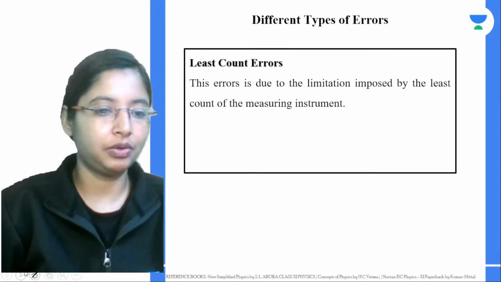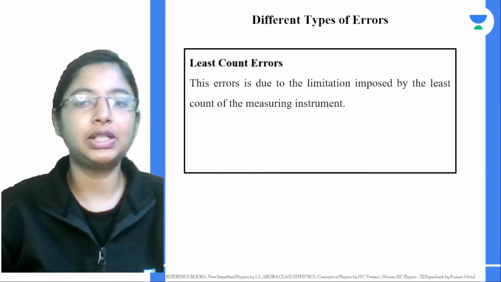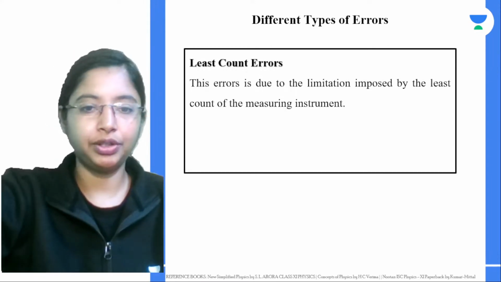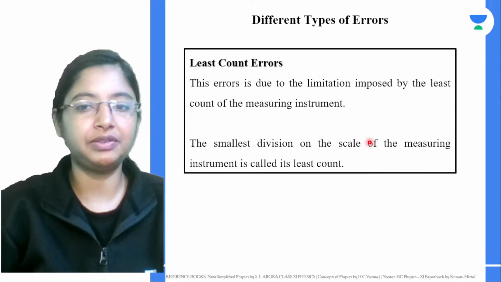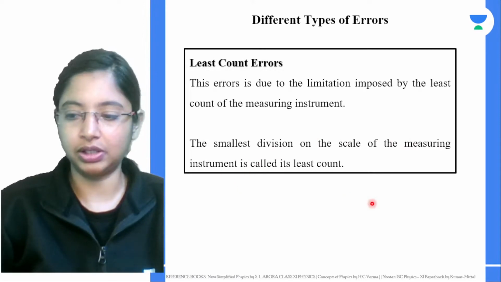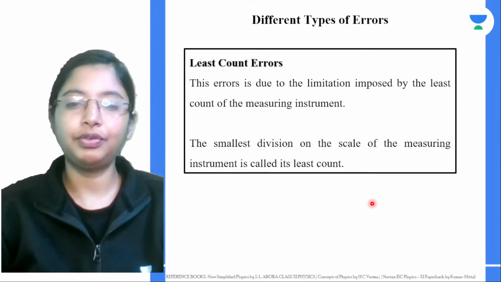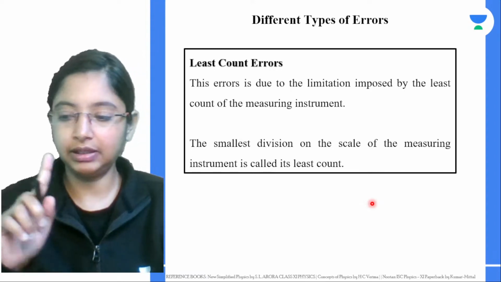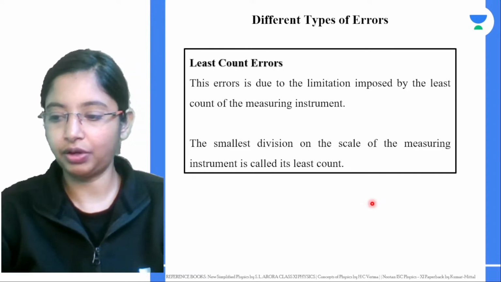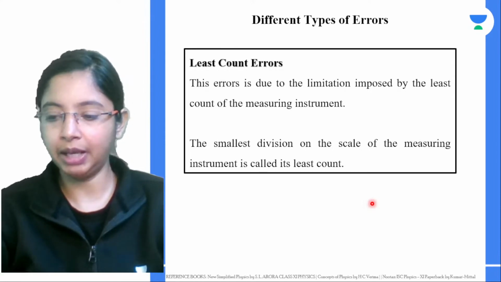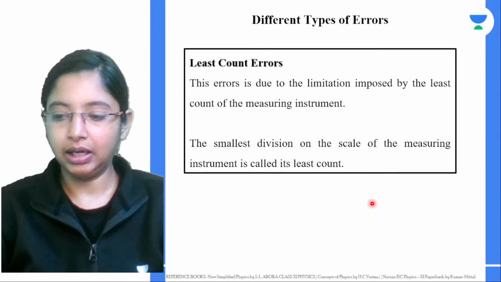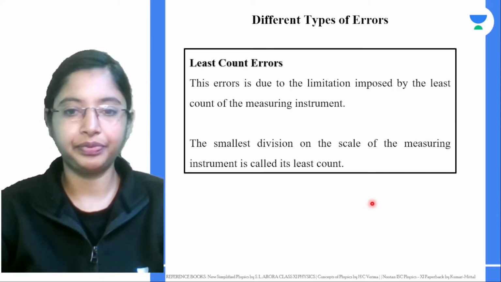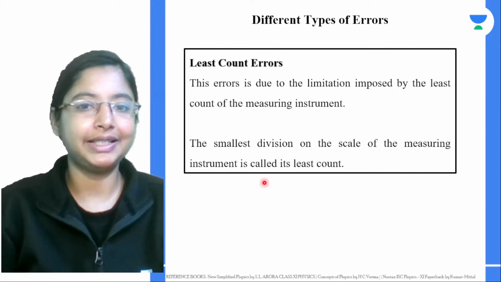Next is least count errors. This error is due to the limitation imposed by the least count of the measuring instrument. The smallest division on the scale of the measuring instrument is called the least count. The least count of a meter scale is around 1 mm, so the readings are only good up to this particular value. So these are basically least count errors.